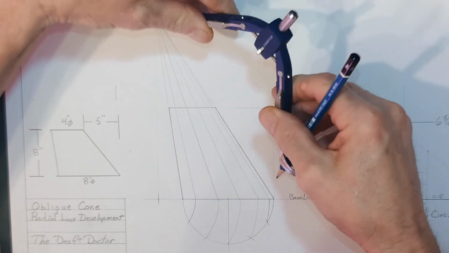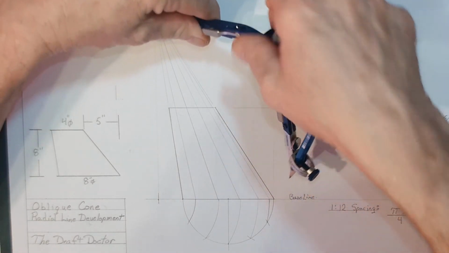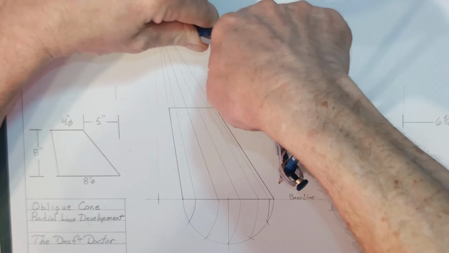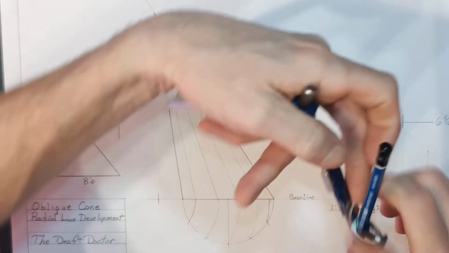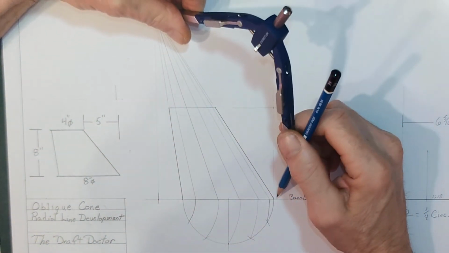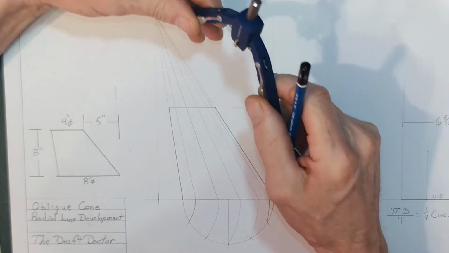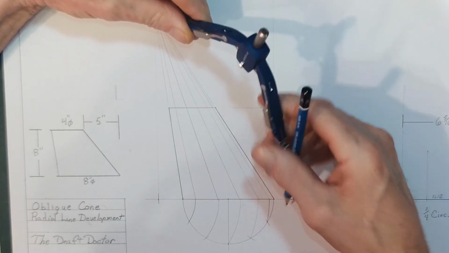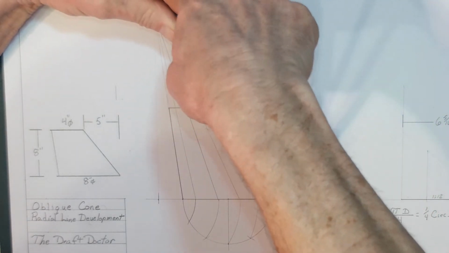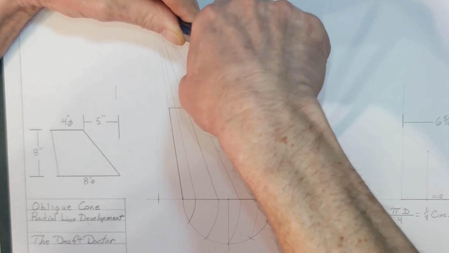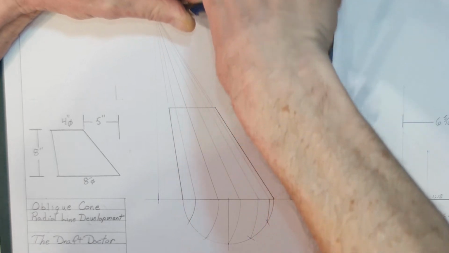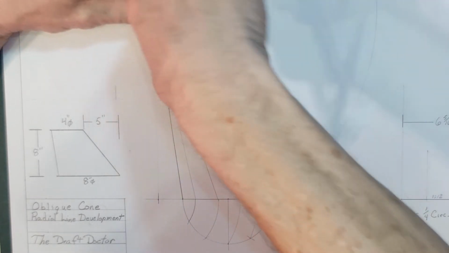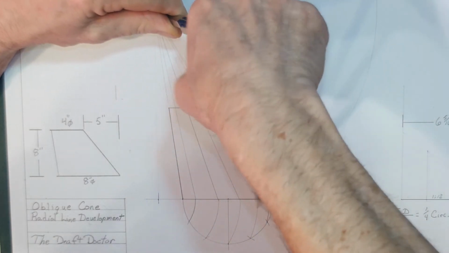Let's start with the big end here. Hopefully my tool will make it. Okay. And there's my outside line. And I'm just going to bring this in.